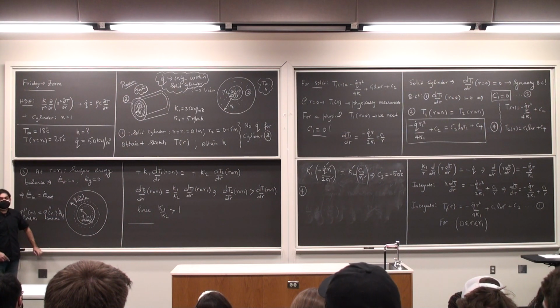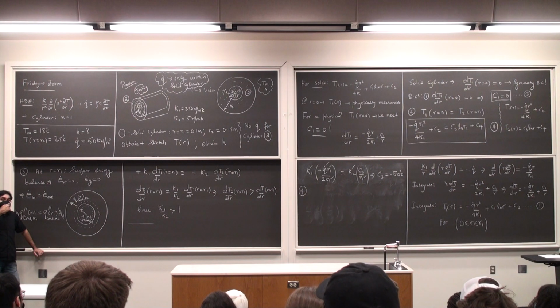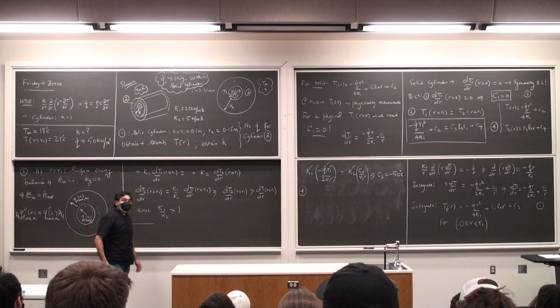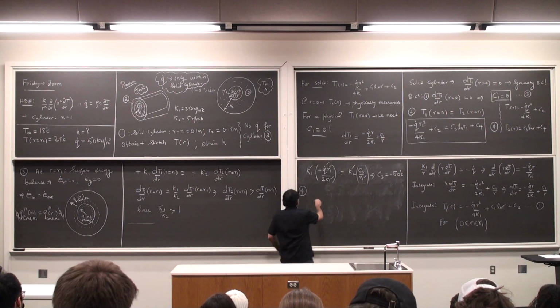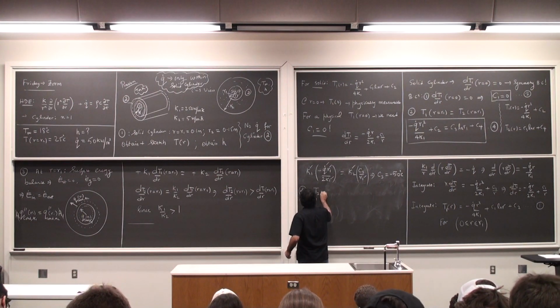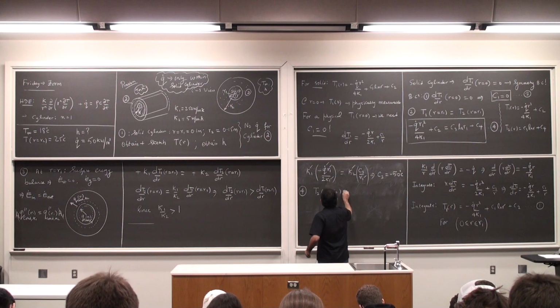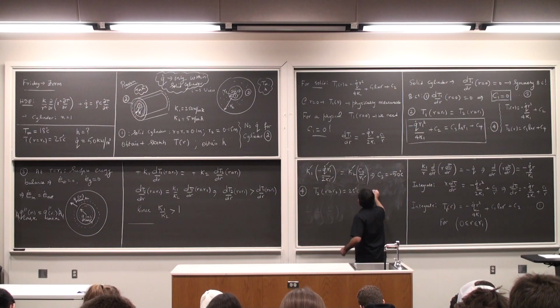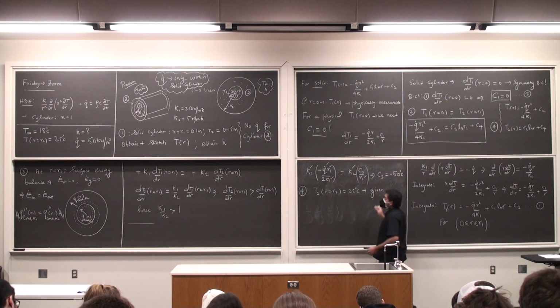What do you think I should be doing next? Yes. T2 at R equals R2 equals 25 degrees Celsius. Absolutely. I am already given the temperature at R2, so why not substitute, right? So T2 at R equals R2 is 25. This is given.